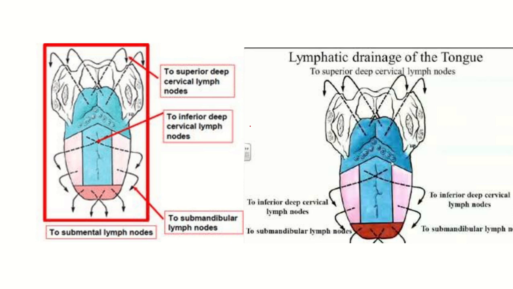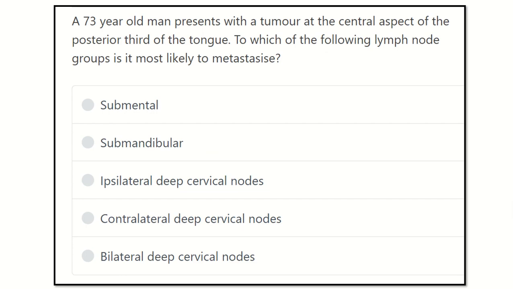Welcome to another question and answer session for MRCS exam. Here is the question. A 73 years old man presents with a tumor at the central aspect of the posterior third of the tongue. To which of the following lymph node groups is it most likely to metastasize?